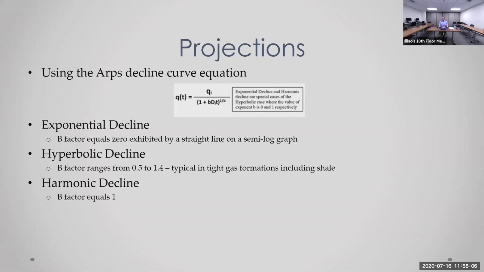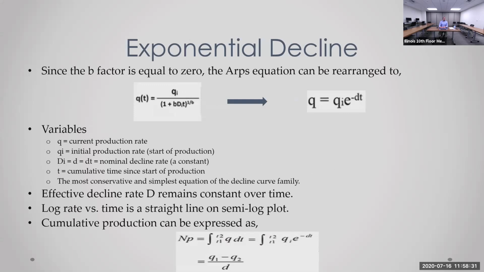I've actually seen it higher than 1.4, but this is just what's common to see, and it's typical to see, especially in West Texas and in tight gas formations, including shale. Harmonic decline, B factor equals 1. I personally have seen very few that have a B factor equal to 1, but they do exist. A little bit more detail, I'll let you guys read this.